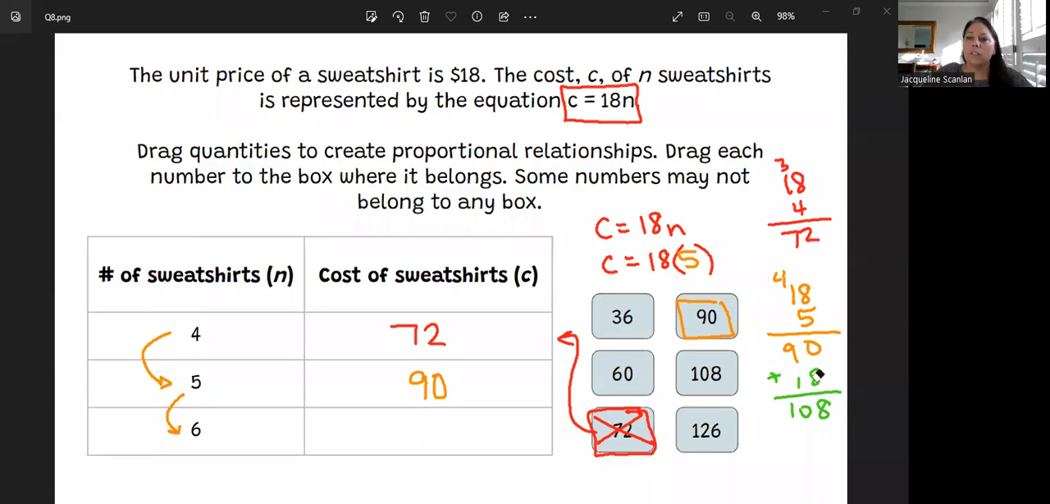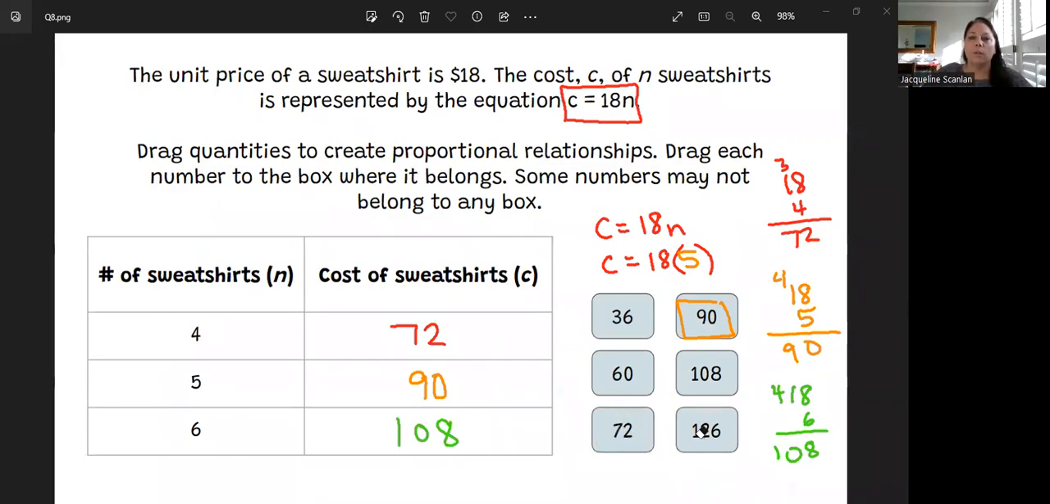Of course, I could have just taken 18 and multiplied it by 6, and that would have given me my answer as well. 18 times 6 is still going to be 108. So 108 goes in this box. And that's all that I'd have to do for this problem, is to figure out which numbers went in which boxes.